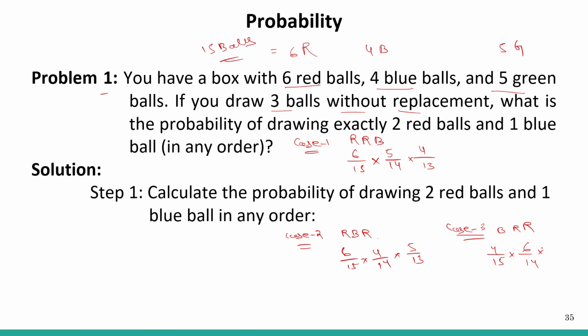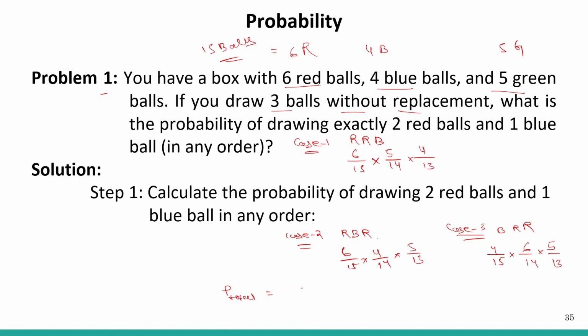So for another red ball, there are 5 red balls remaining and the total number of balls remaining is 13, because 2 are already picked. So we need to sum these 3 cases up to get the total probability. The total probability will be the sum, because these are exclusive events. If this has happened, this can't happen. If this has happened, this can't happen. So we have to sum these up, because only these 3 cases are possible.